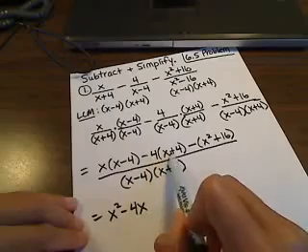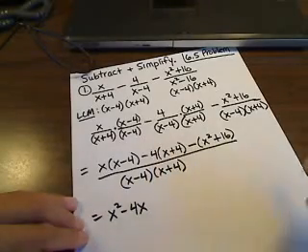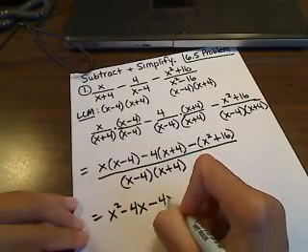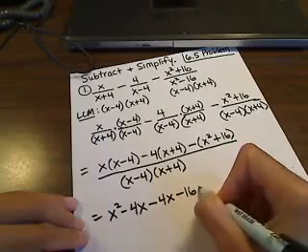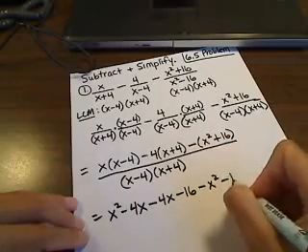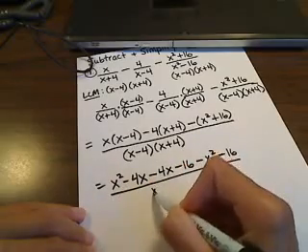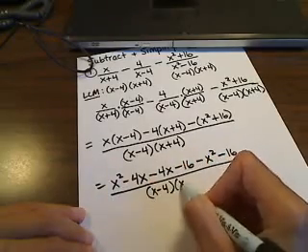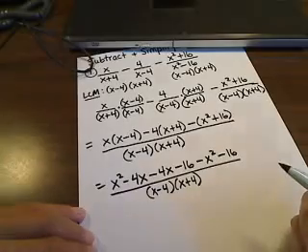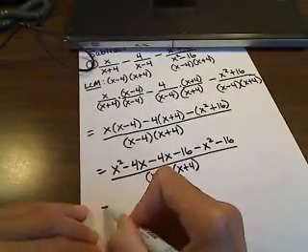So distribute the x, distribute the negative 4, distribute the negative 1. So this is negative 4x minus 16. And then negative x squared minus 16. Okay, that's all over the common denominator. All right. Collect like terms in the top now.